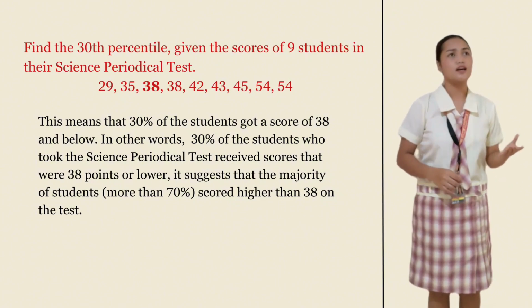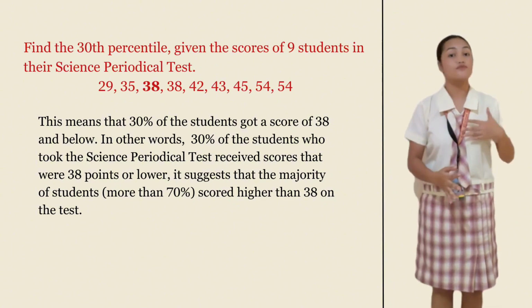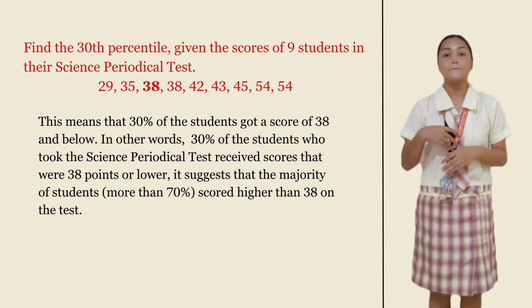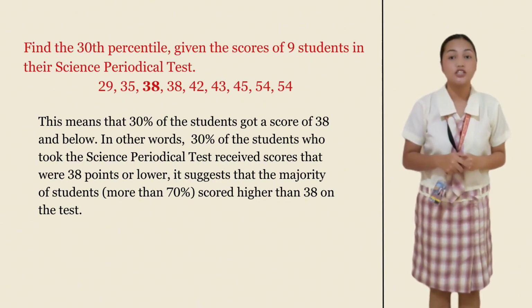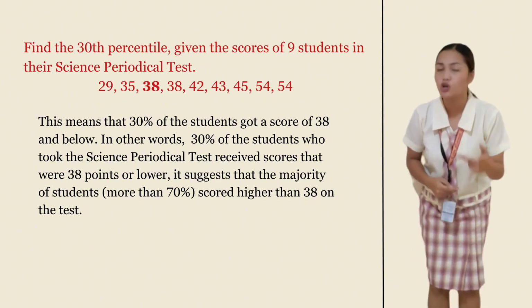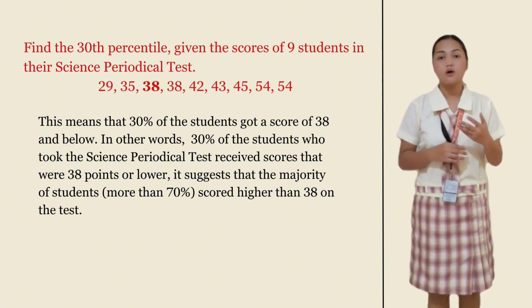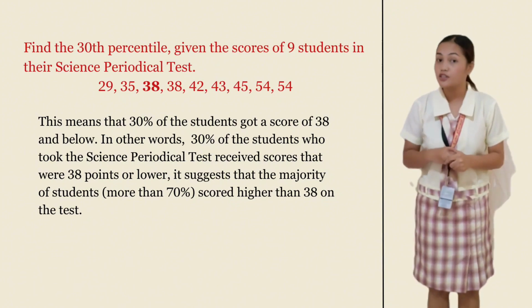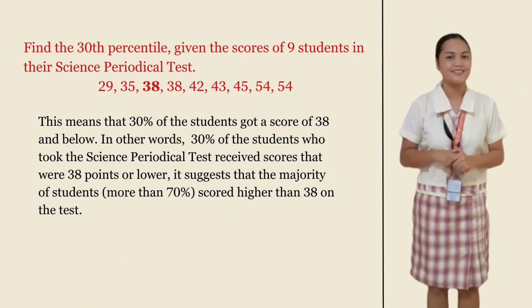In other words, 30% of the students who took the science periodical test received scores that were 38 points or lower. So it suggests that the majority of students, more than 70%, scored higher than 38 on the test.